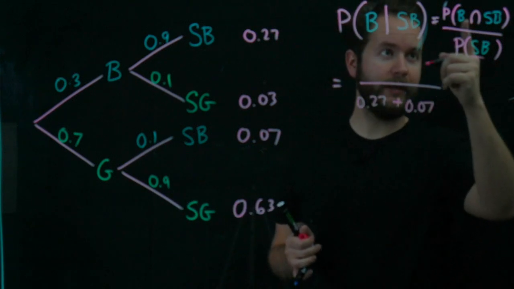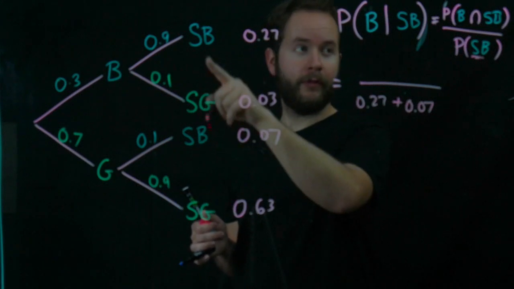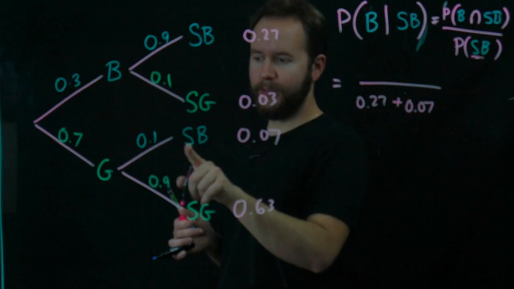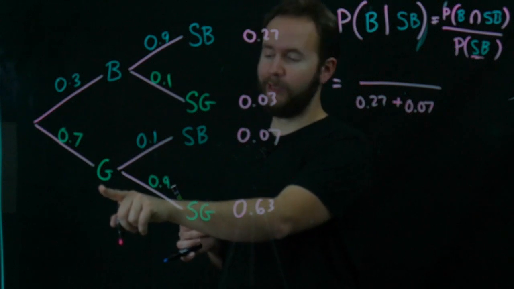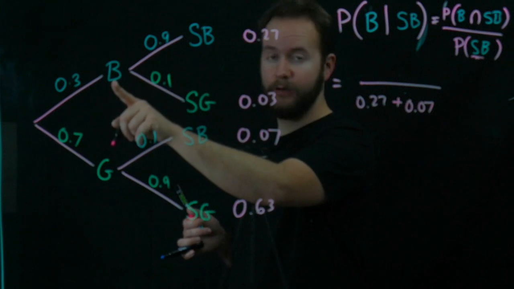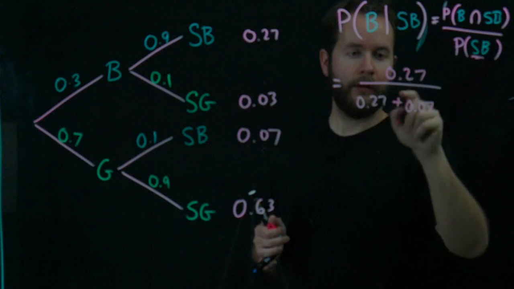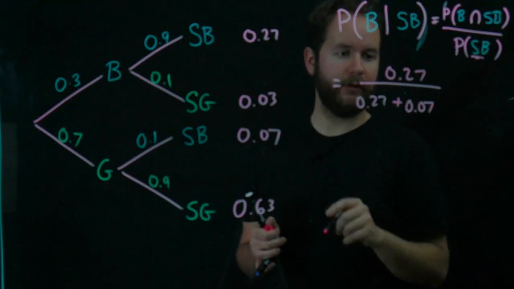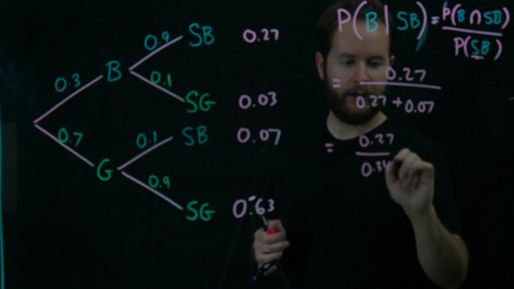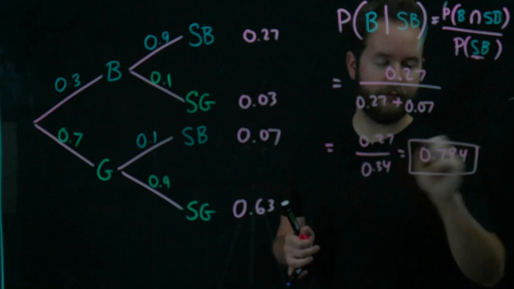Now, the numerator, P of B intersect SB, is the one SB term that is also part of the B tree. Notice that this SB is part of the G segment of our tree, so we're not going to count that in our numerator. This SB, however, is part of our B tree. So 0.27 is our numerator. 0.27 divided by 0.27 plus 0.07, that is 0.27 over 0.34, and that's going to give us an answer of 0.794. And that is your final answer.